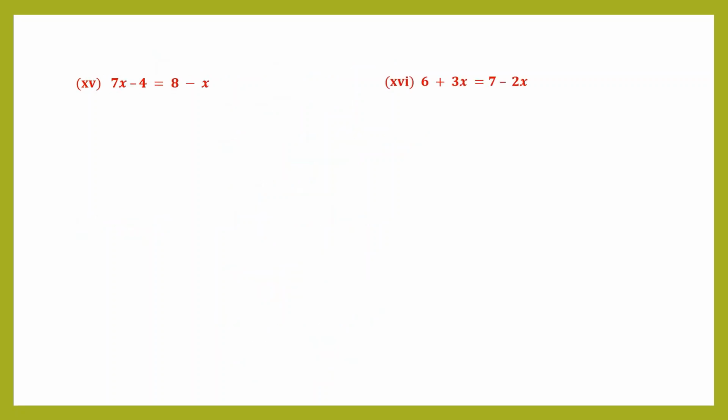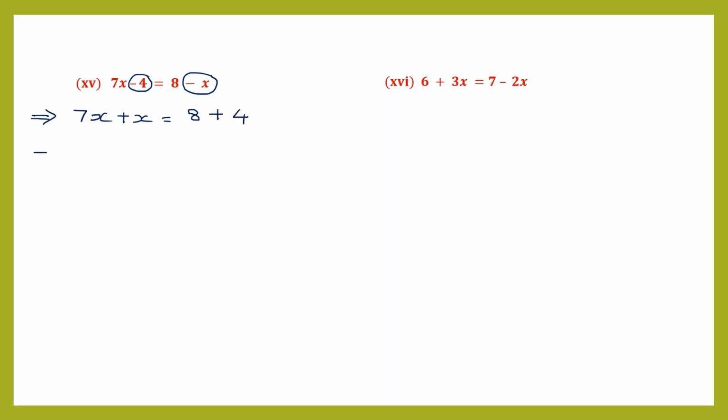Question 15. 7x minus 4 is equal to 8 minus x. So what we're going to do is first bring all the x terms to the left hand side. So let's do that. I already have 7x. Now I'm going to transpose this minus x to the left hand side. It's going to become plus x. And on the right hand side I have 8. I'm going to transpose this minus 4 to the right hand side. It's going to become plus 4.